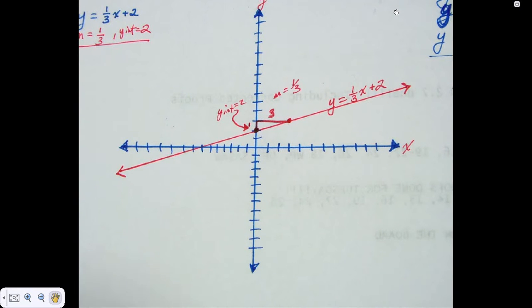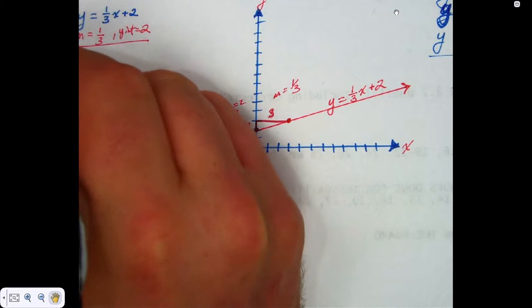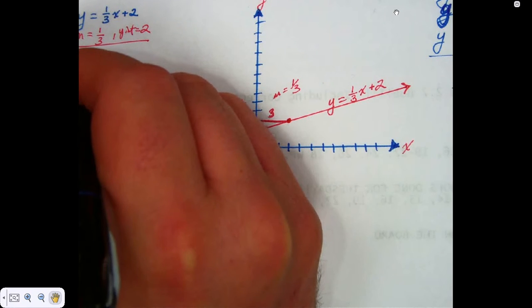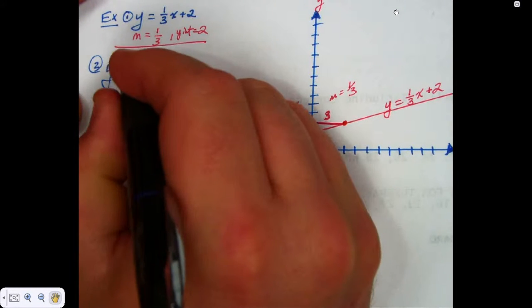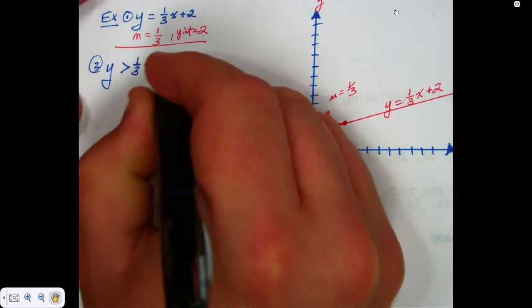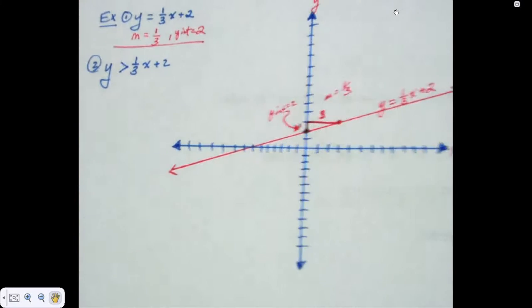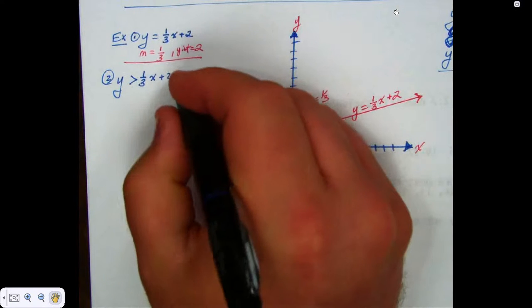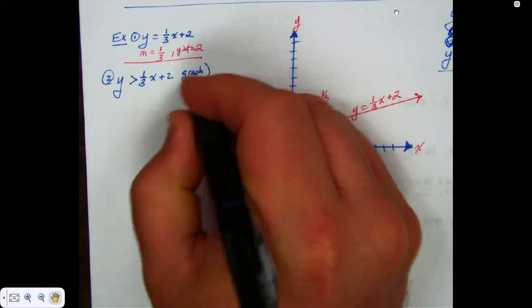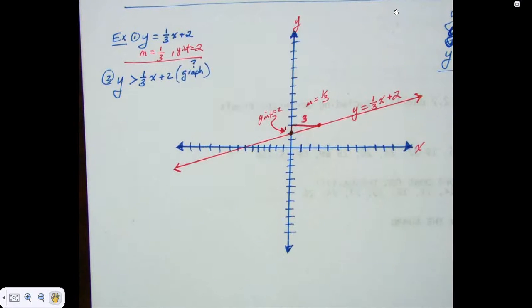I have a question for you guys. What about y is greater than 1/3x plus 2? Where do you think that is going to be? Just a range going from the wider side. No, I'm talking about all the things greater than 1/3x plus 2.